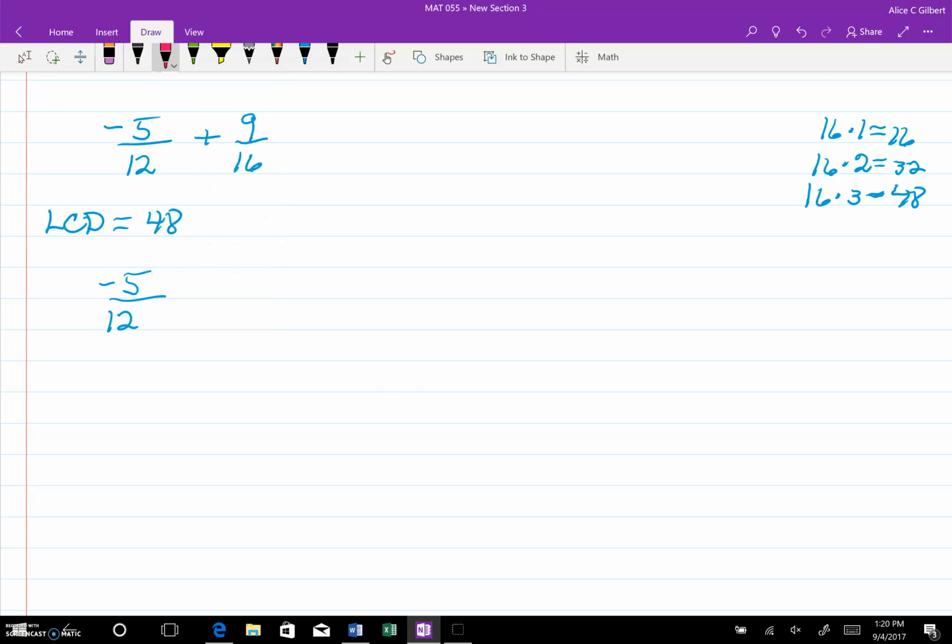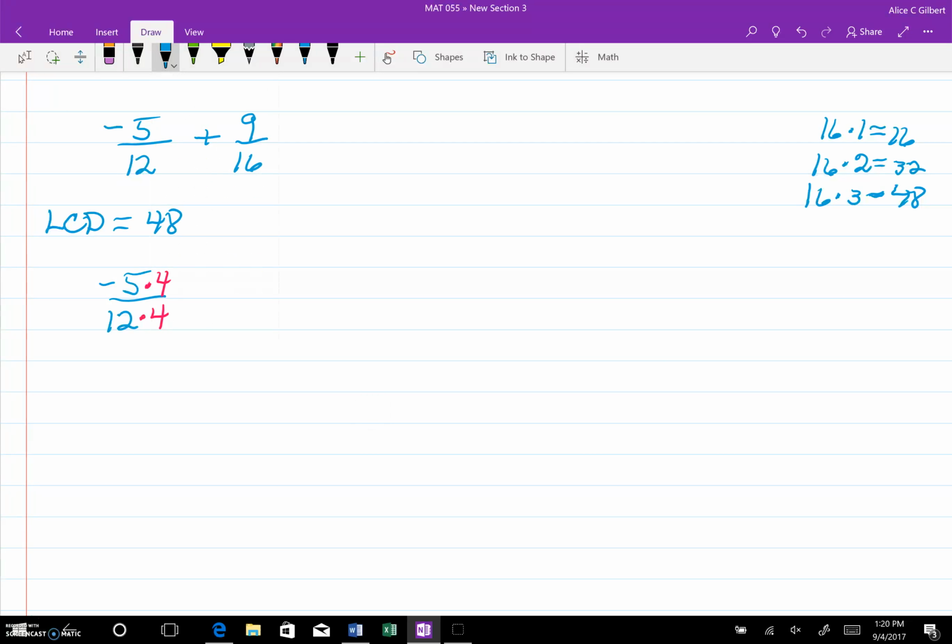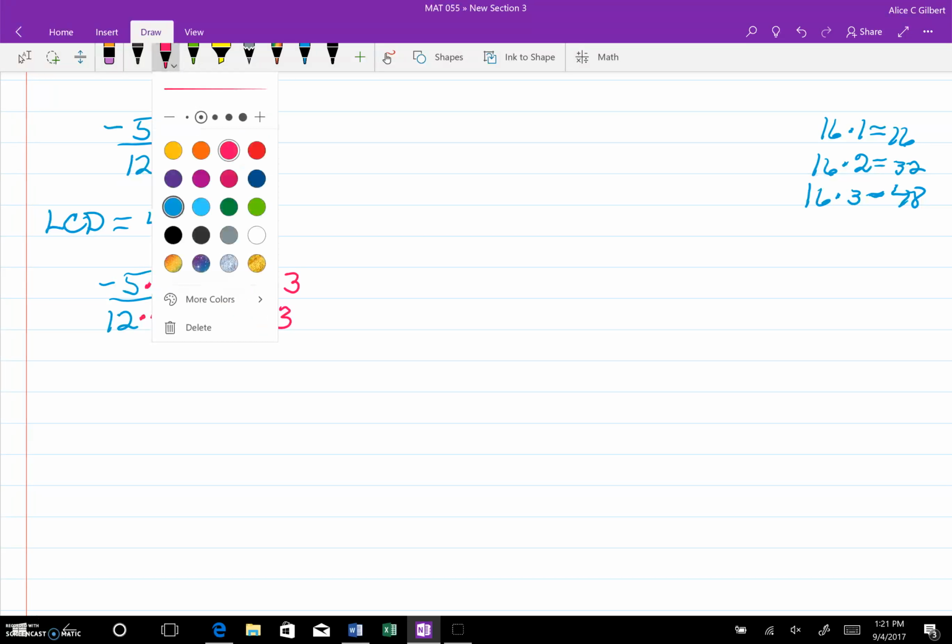What do I need to multiply with 12 to get 48? Well, that's 4. If I multiply 12 by 4, the denominator, I have to multiply the numerator by 4 as well. Okay? And now I'm going to write the other one down exactly like it is. And then I'm going to say, what do I need to multiply with 16 to get 48? Well, that's 3. And if I do it in the denominator, I have to do it in the numerator. Okay?